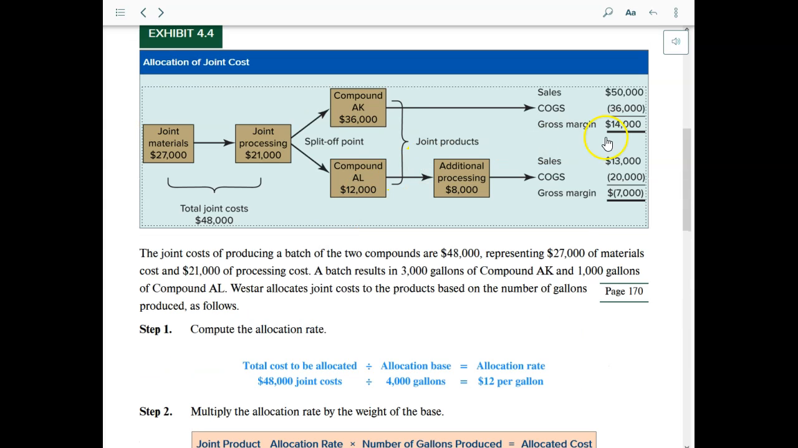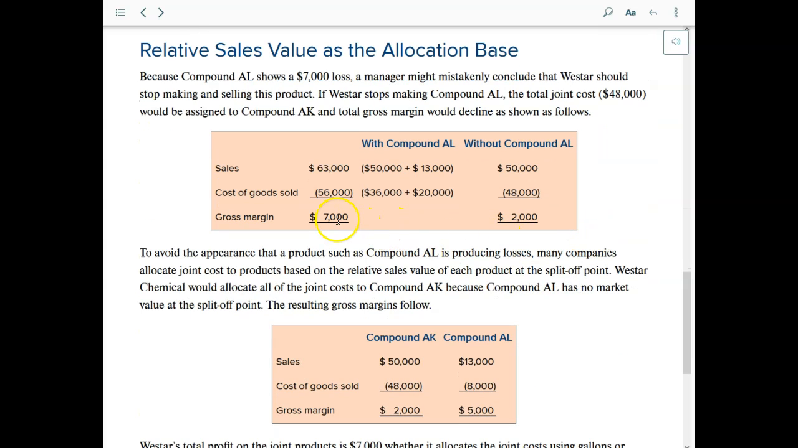You might think, where did that come from? Look here. Positive 14, negative 7. Overall, in this current scenario, a positive $7,000 in gross margin. That's what you have right now. Yes, it's looking like AL is losing money, and AK is making a lot of money here. But remember, net $7,000. That's where that's coming from, everything together.